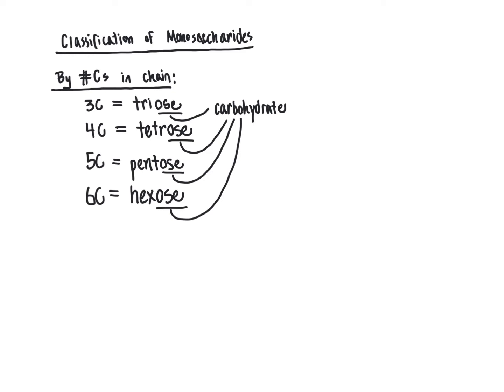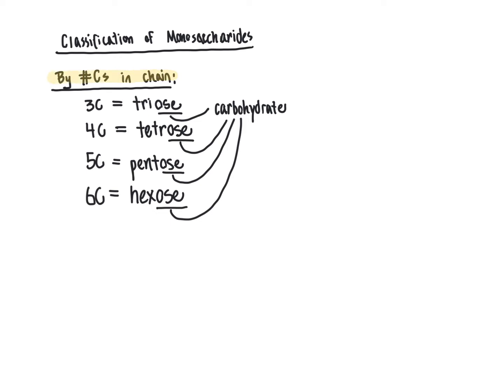We can go up higher from there, but these are going to be the common themes that we will see when looking at monosaccharides. So if you are faced with classifying a monosaccharide, one way to do it is to count the number of carbon atoms and refer to it by one of these designations based on the number of carbon atoms in the chain. This is not the only way that's valuable to go about classifying a monosaccharide.